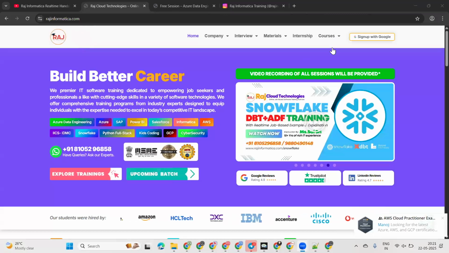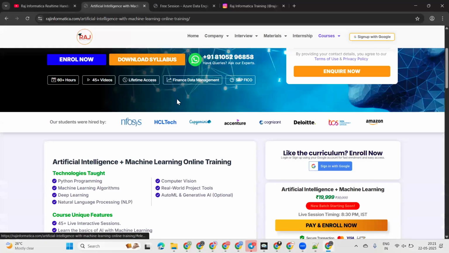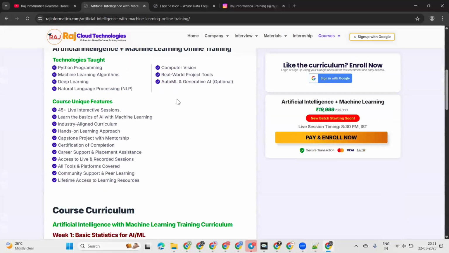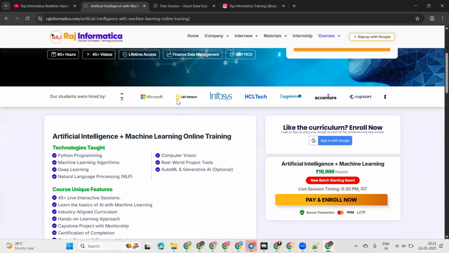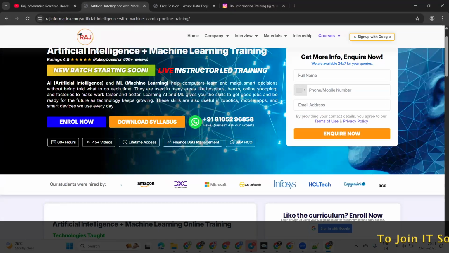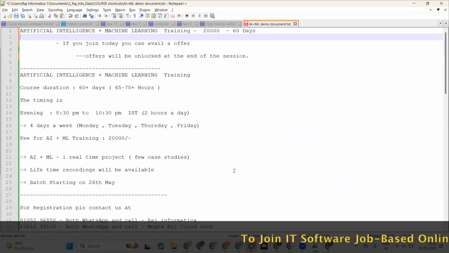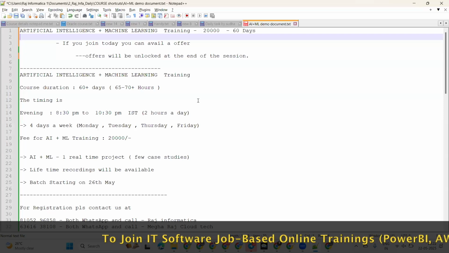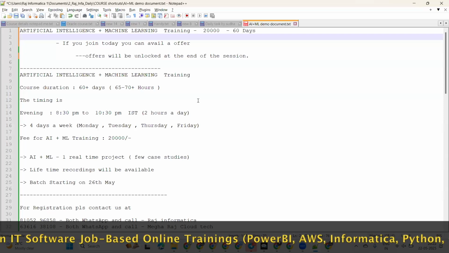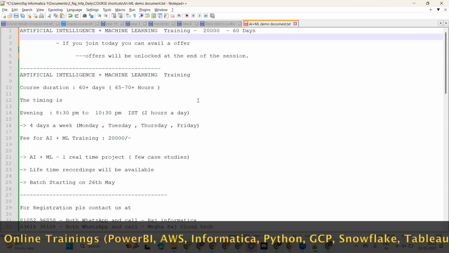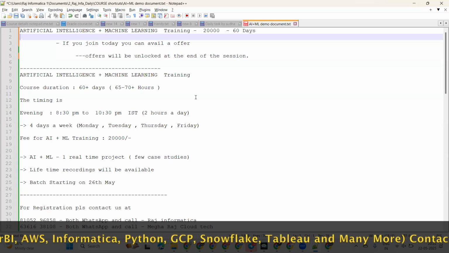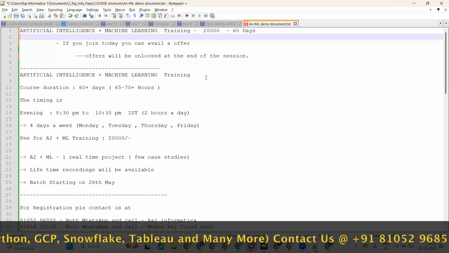Now coming to the AI with machine learning classes. As per many people's request, I'm giving the introduction here. You can have a look at the complete course details, and after this I'll hand over the session to the trainer. From there, Advait garu will take over and explain the complete introduction about both AI and machine learning.